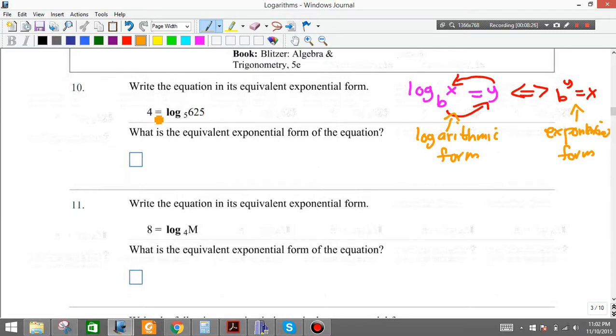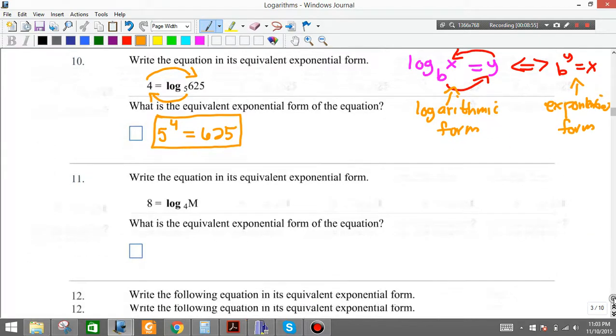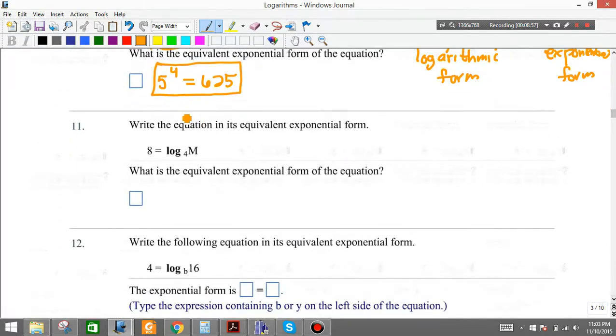Here, this equation is written in logarithmic form because there's a log. And so to write it in exponential form, you take the base, which is 5, you say 5 to the 4th power is equal to 625, and you literally put that in that way. So 5 to the 4th equals 625. That is the exponential form of this logarithmic form. So we'll be performing this procedure for the next few problems.